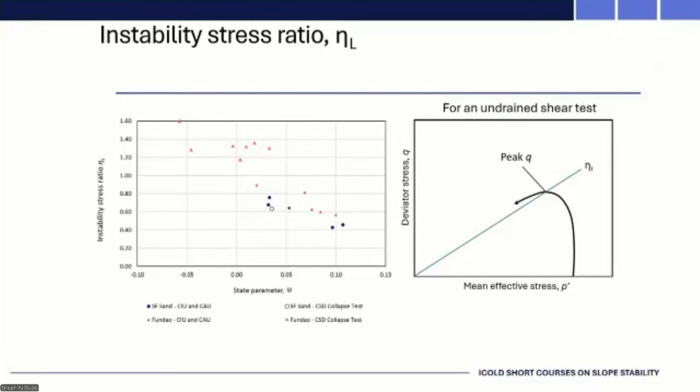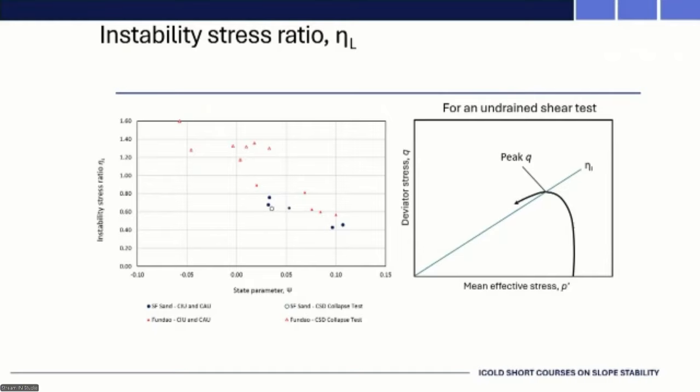So here we've got state parameter for a couple of materials. We use the silica fine sand for a lot of our comparative work because it does show very brittle behavior. It's also something that the centrifuge people use a lot. It's like a standard testing material, but it behaves in a very nice brittle manner. But then there's also some tests from Fundão. That was the failure that happened in 2015 in Brazil.